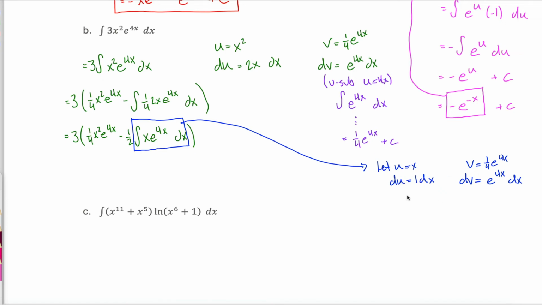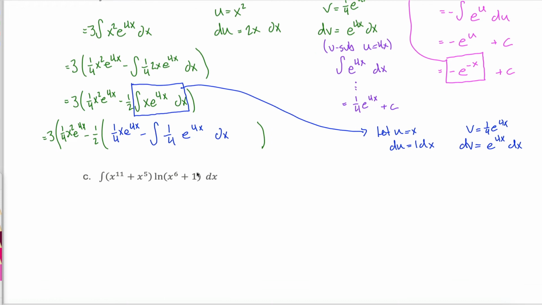The integration by parts formula tells us that this integral right here is equal to u times v, which I'll write as 1/4 x e to the 4x, minus the integral of v du, which is 1 times 1/4 e to the 4x dx. In other words, 1/4 e to the 4x dx. The bad news is we still have an integral here to evaluate. The good news is finally it's an integral that we can deal with.